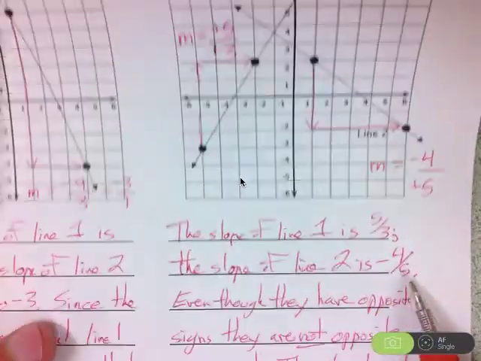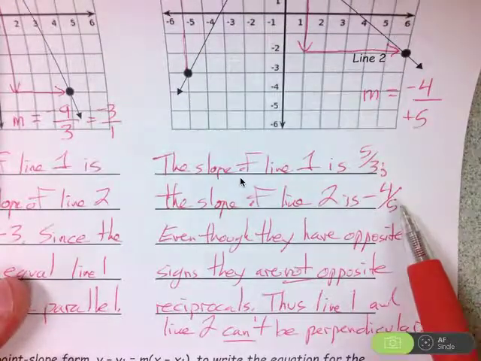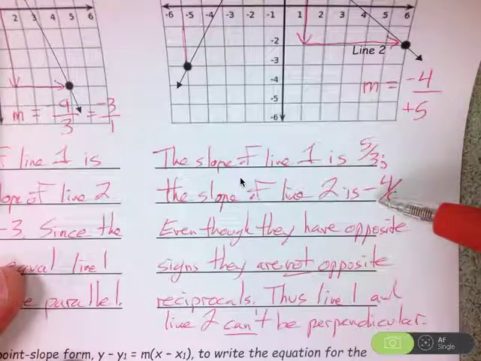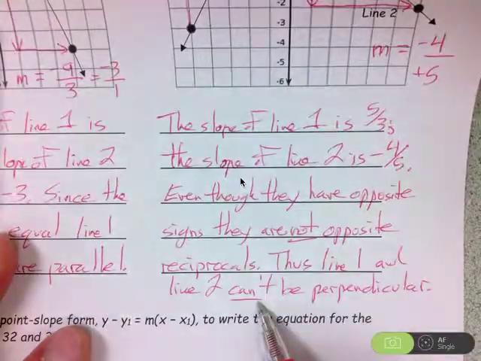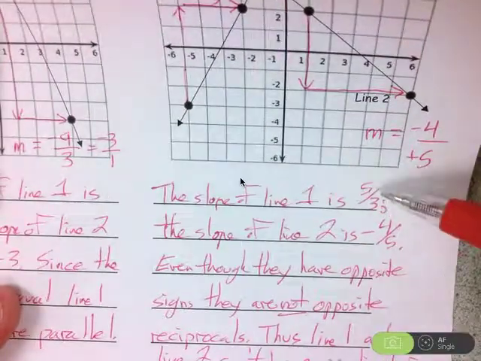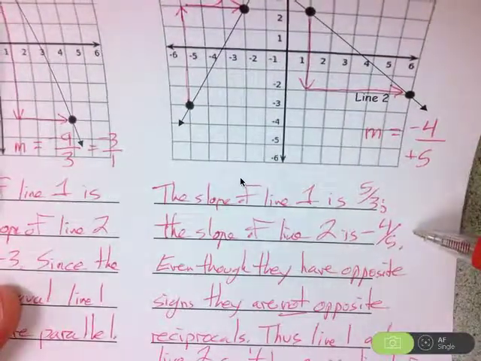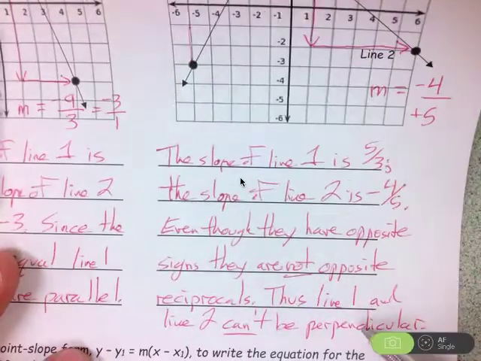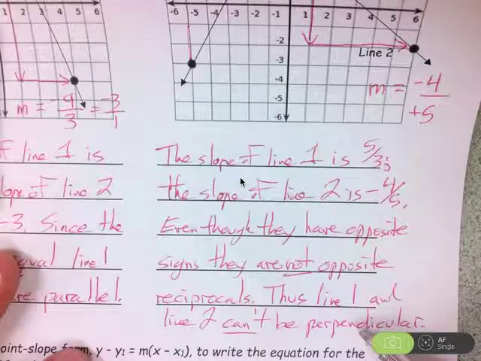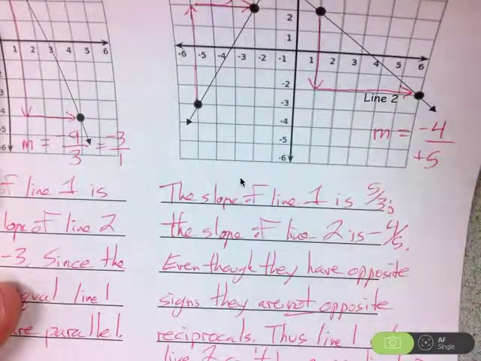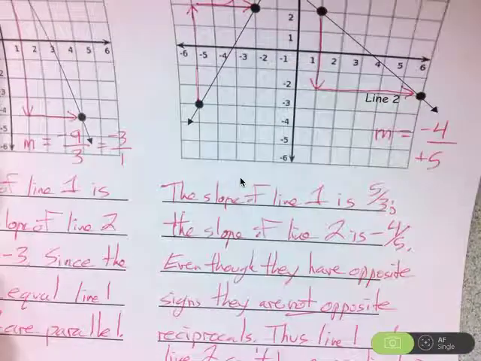But to be perpendicular, these need to be opposites and reciprocals. So you could basically say, because these are not opposite reciprocals, line 1 and line 2 can't be perpendicular. If they were opposites and reciprocals, so if I had 5/3 and negative 3/5, because those are opposite reciprocals, then you could say the lines are perpendicular. So I know that these are opposites, one's positive and one's negative, but they have to be opposites and reciprocals, opposite reciprocals, and they're not.